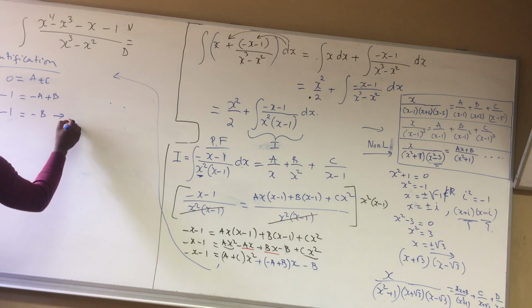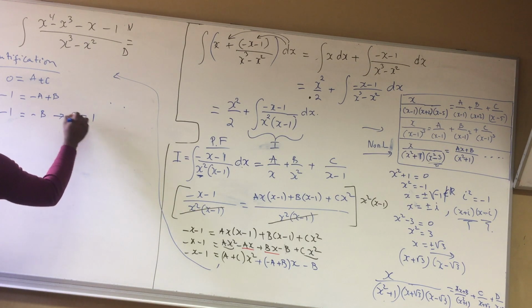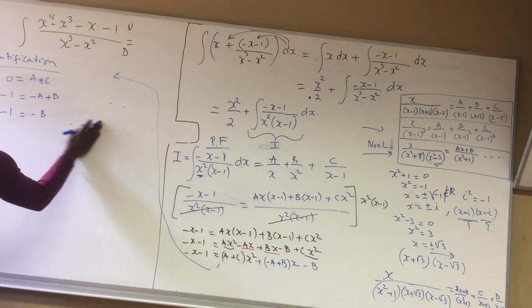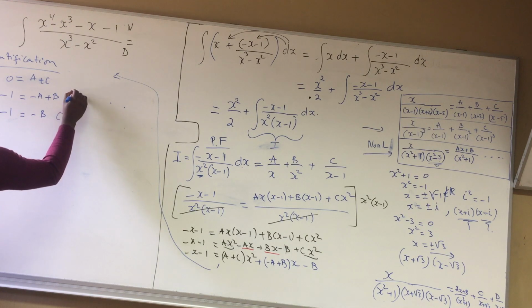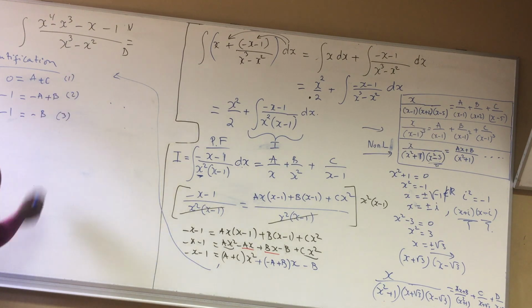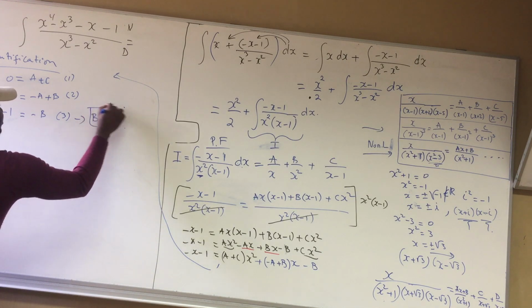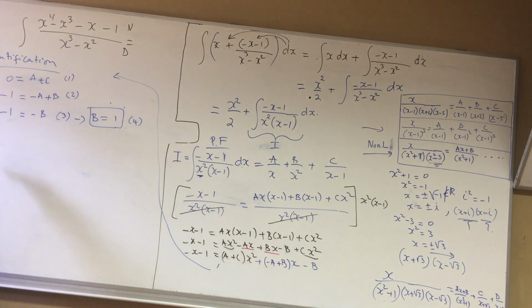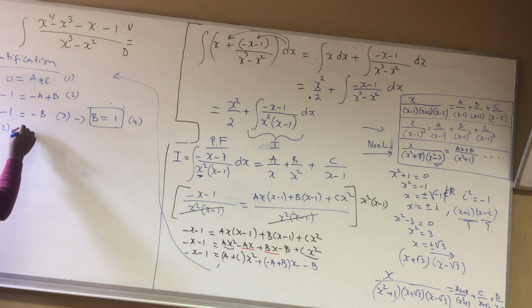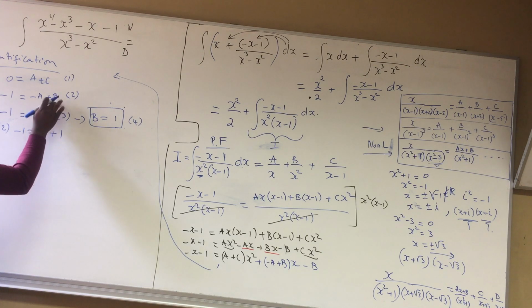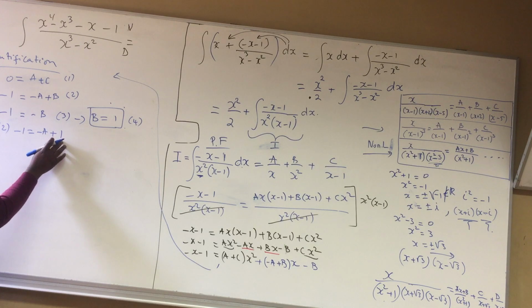Alright? So from here, you can see b equal to 1. You take this 1, you put it here. This is 3, this is 2, this is 1. From 3, you can see b equal to 1. You call this 4. You take 4 in 2. It will give you what? Minus 1 equal to minus a plus 1, because b equal to 1, I replace b by 1.